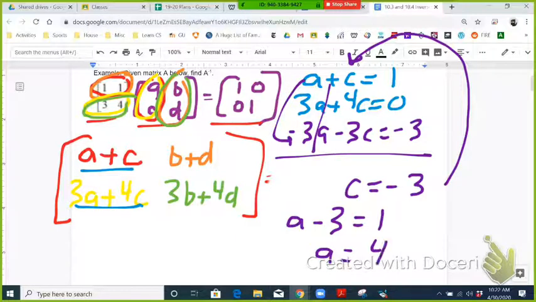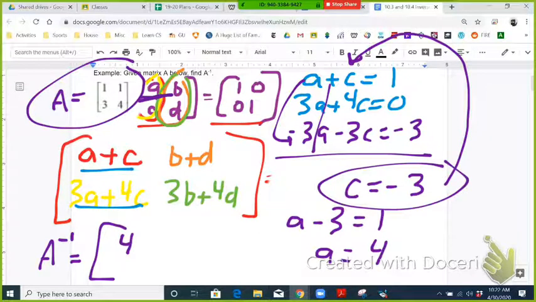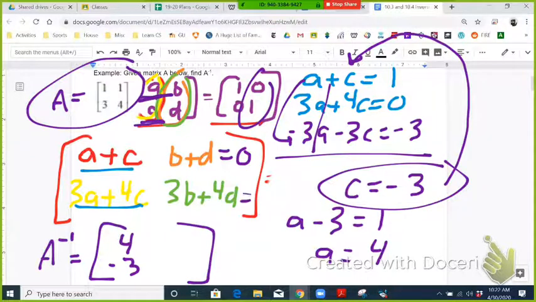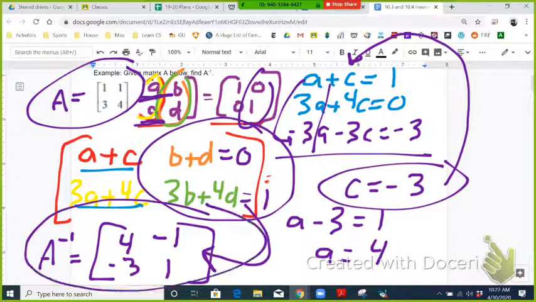So right now, if this was our original matrix A, our inverse matrix is going to look something like this, where A, the first entry in the upper left-hand part of the matrix, is 4, and then C, down here, would be -3. And then you would solve the system of setting B plus D equal to 0 and 3B plus 4D equal to 1. You would solve this system and get what these two entries are. When you solve that system, you get that B is -1 and D is 1. So this is the inverse of matrix A.